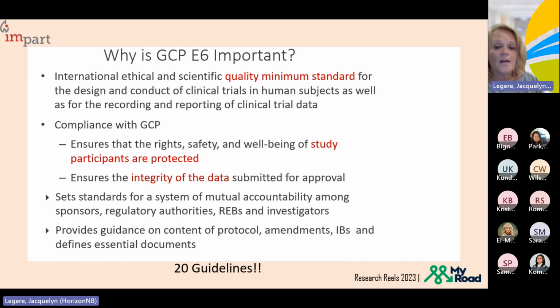It sets a standard for mutual accountability among sponsors, regulatory authorities, REBs (Research Ethics Boards), and investigators, which are the physicians conducting the research. It also provides guidance on the content of protocols, what amendments are, the IB, which is the investigator's brochure, and it defines what essential clinical trial documents are. All in all, there are actually 20 individual guidelines within good clinical practice, GCP.